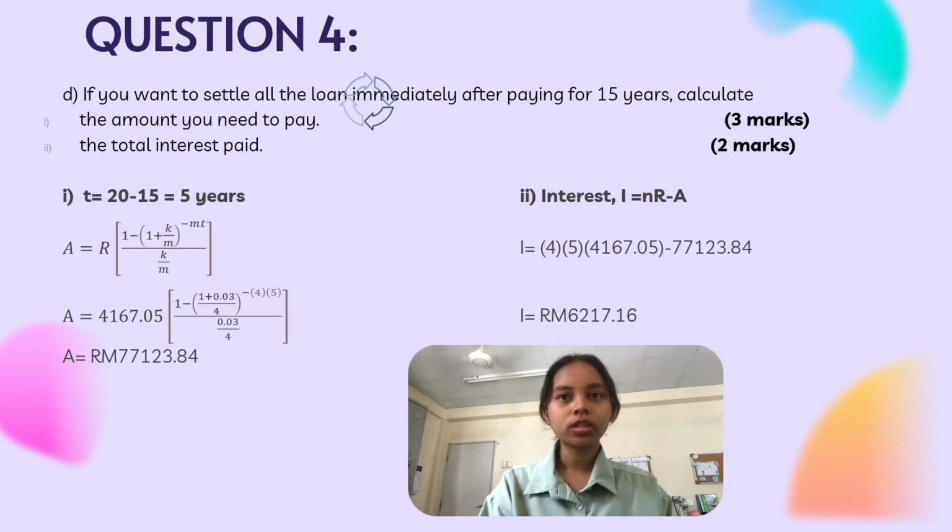Let's move on to question D2. The question is the total interest paid. So we use the same equation. Interest is I equals NR minus A. So I equals 4 times 5 times 4,167.05 minus 77,123.84. The final answer for I is RM 6,270.16.